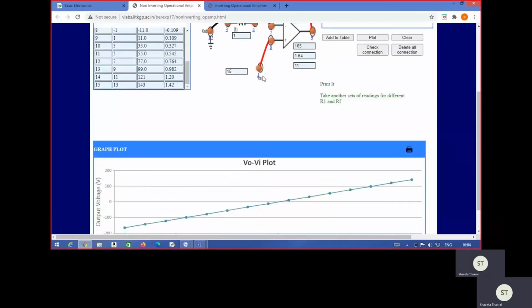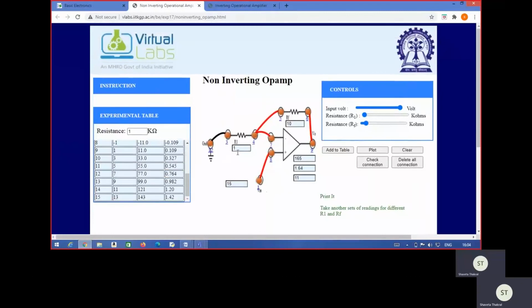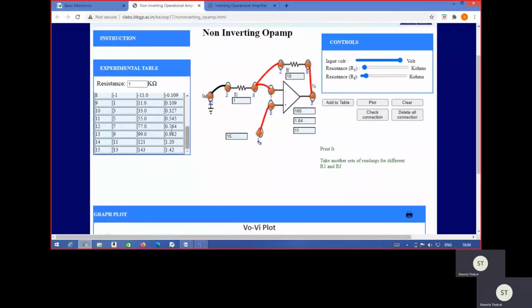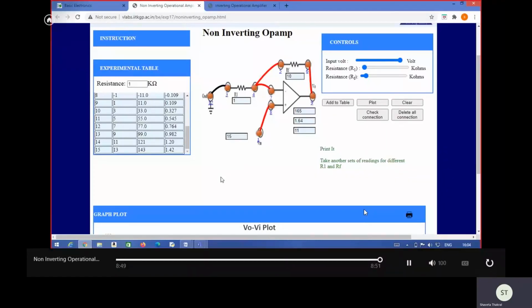So in this way, we can say that this particular circuit works as a non-inverting operational amplifier with a voltage gain of 11. Now we can change the value of R1 and RF, and accordingly vary the input voltage again and note down the output voltage, and we can have another plot with a different set of readings of R1 and RF. And finally we can take a screenshot of the transfer characteristics, and from this experimental table we can calculate the voltage gain. So this is all about the non-inverting operational amplifier. Thank you.